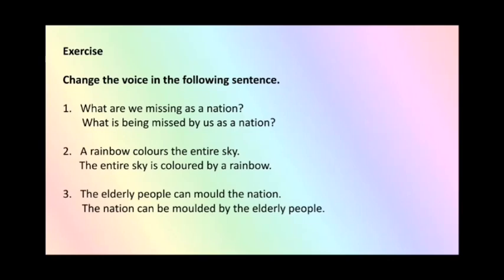So children, many of the times while changing a sentence into a passive voice, it becomes an interchange, like the last sentence that we saw: the elderly people can mold the nation. So the nation was the ending of the sentence, which became the beginning of the passive voice. The nation can be molded by the elderly people.